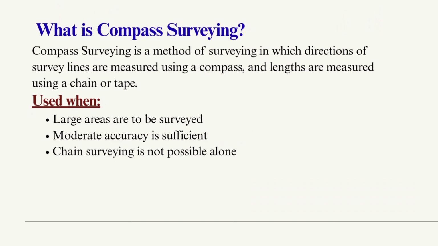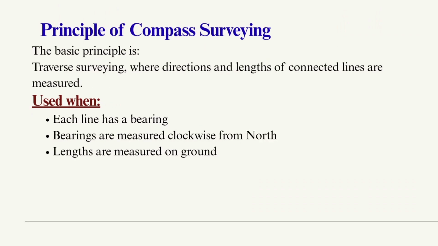Now the next point is the principle of compass surveying. Compass surveying is based on the principle of traversing. A traverse is a number of connected straight lines. For each survey line, the length is measured on the ground and the direction is measured using the compass. This combination of length and direction helps us to plot the survey area. So on this basic principle of traversing, compass surveying works.